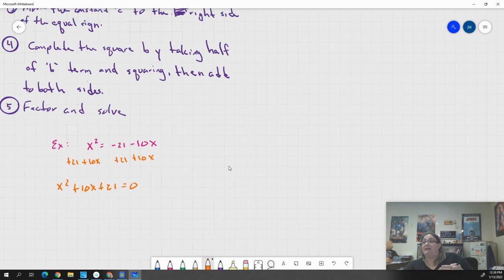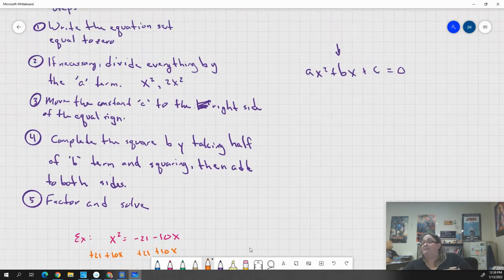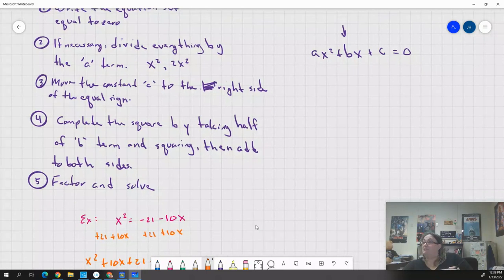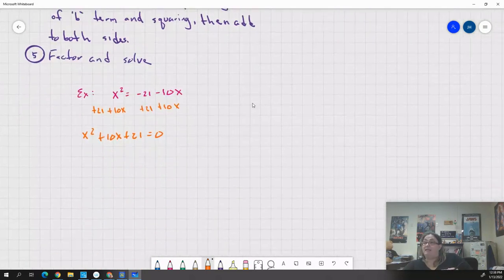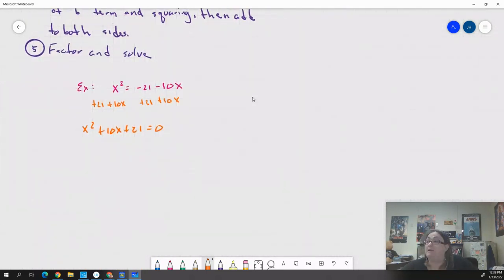Right? The next step says to divide everything by the a term if necessary. But in this case, there's nothing here for a. Our a is 1, right? We only know what 1x squared is. So we don't have to divide by anything, because if I were to divide each of these pieces by 1, they would be exactly the same, because anything divided by 1 is just itself, just like anything multiplied times 1 is itself. And so we don't have to do that.